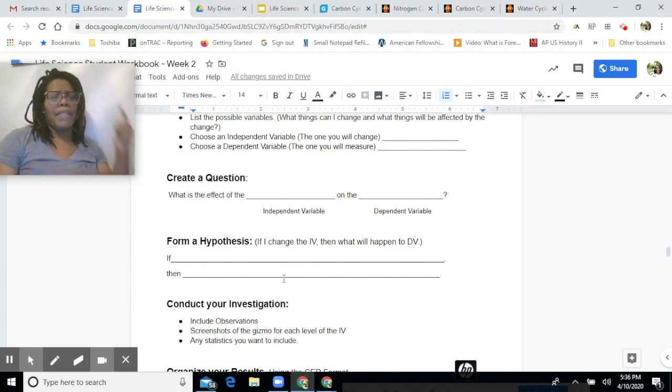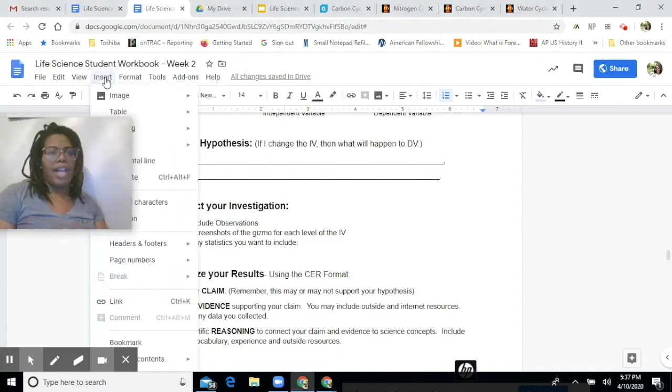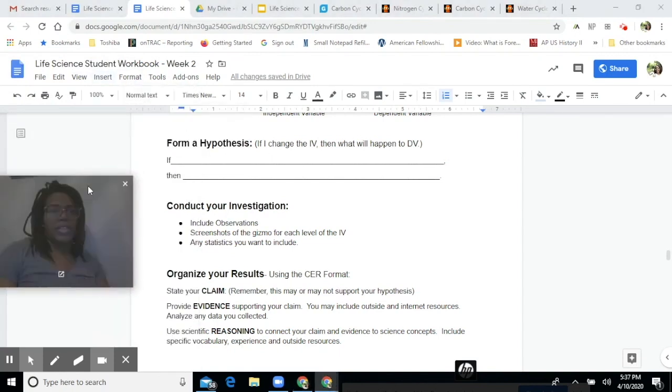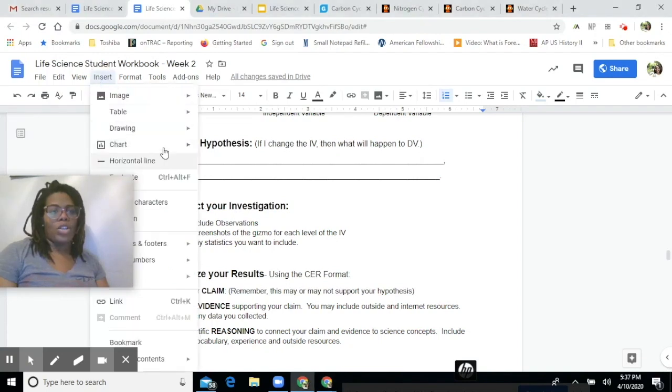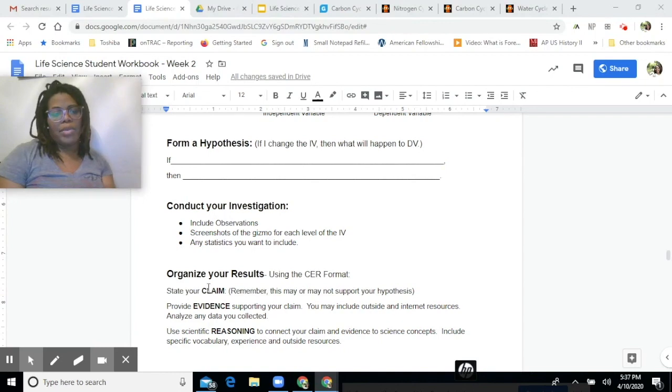You also might want to figure out in your mind how many trials you're going to run to collect your data. And then you can make your observations. You can take screenshots of your Gizmo and add it here. Any type of data table, if you want to make one of those, you can do that here as well, or a graph. You can do that by just inserting it up here. You have an option that says insert table. Or a chart, if you want to make a graph, you can insert a line or bar graph. Okay, so you're going to do that here in the workbook, and then you can add a data analysis.